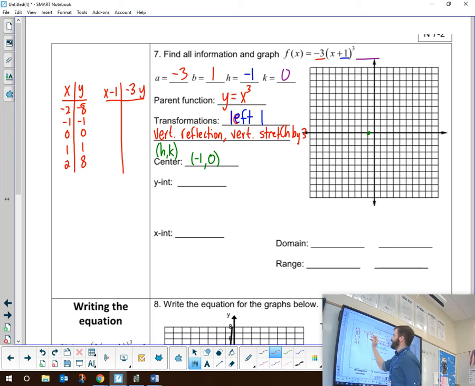Let's start with my x's. We'll go -2 minus 1 is -3. -1 minus 1 is -2. 0 minus 1 is -1. 1 minus 1 is 0. And 2 minus 1 is 1. So there are my x's.